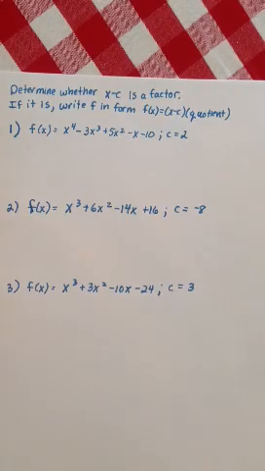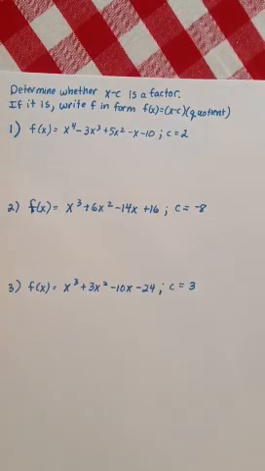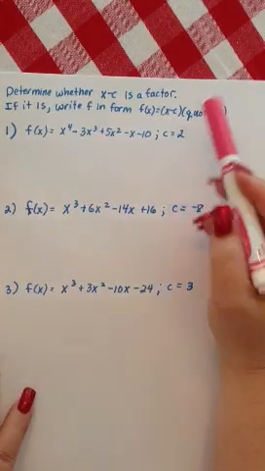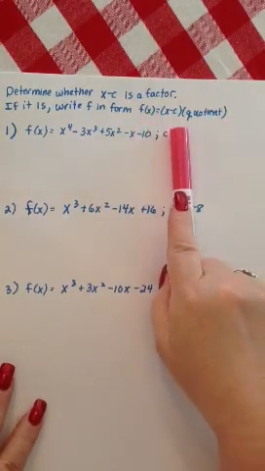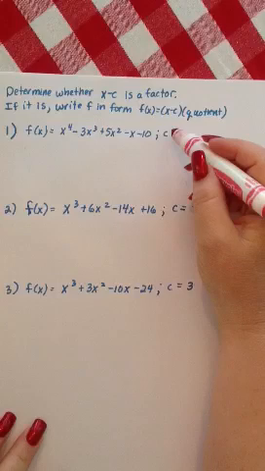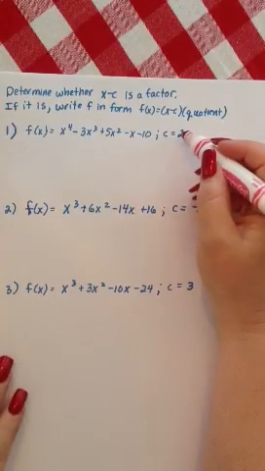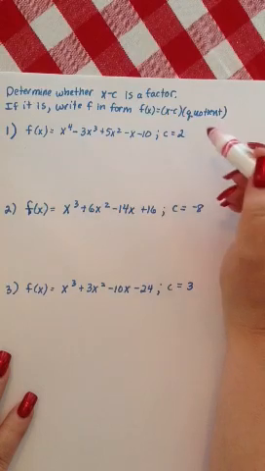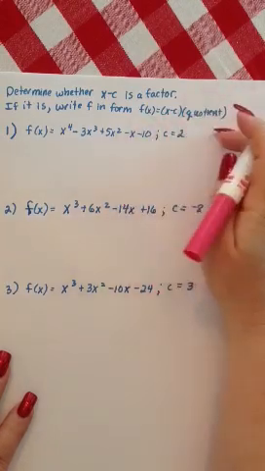All right, this next section, they ask us to determine whether x minus c is a factor. If it is, write f in the form of f of x equal to x minus c times the quotient. So they give us a polynomial function and they give us a possible 0, c. If it does go into it evenly, like when we just divide synthetically, then we'll write it in this form.